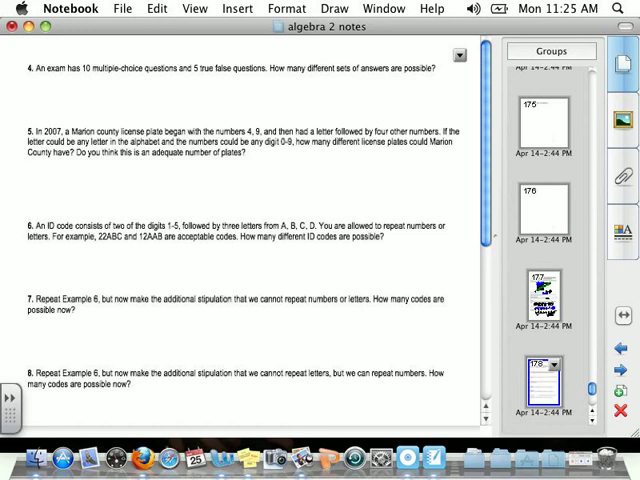Okay, an exam has 10 multiple choice questions and 5 true false questions. How many different sets of answers are possible? All right, I call this the slot method, but I don't want to draw the slots. Think about it logically. 10 multiple choice questions, and let's say it's A through D again. So that means I'd have 10 slots that all have 4 in it. So I'd have 4 to the 10th. And 5 true-false questions. So I'd have 5 slots that would all have 2 in it. So 2 to the 5th. So 4 to the 10th times 2 to the 5th.